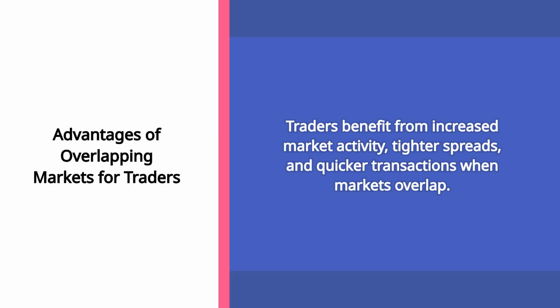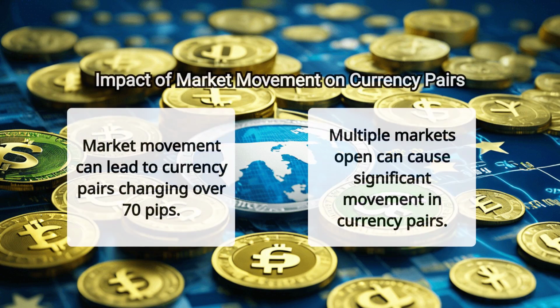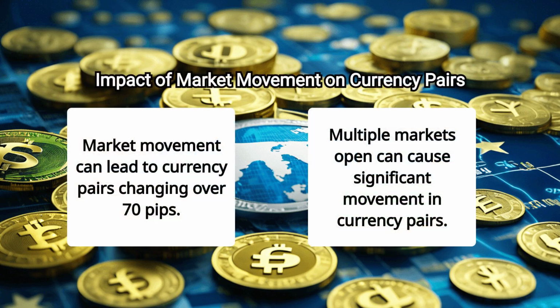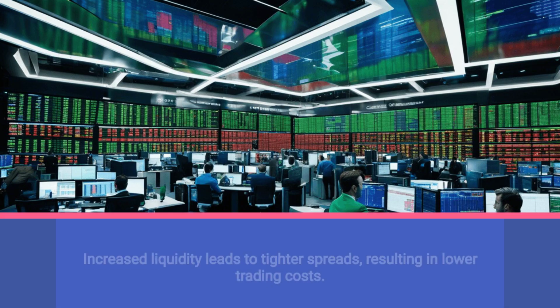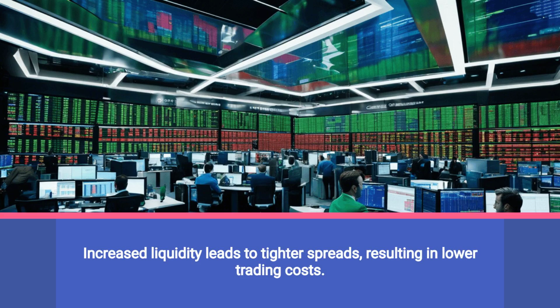They find more market activity, smaller spreads, and fast trades. Increased market movement. Having several markets open can move currency pairs over 70 pips. A single market sees about 30 pips, showing the difference. Lower transaction costs. More liquidity brings tighter spreads. This means less cost for trading, which is good news for traders who are often active.